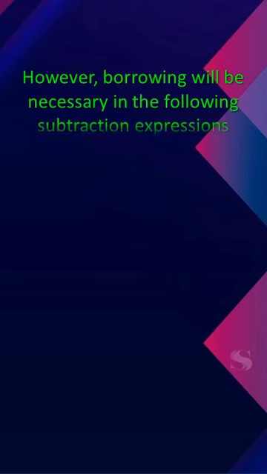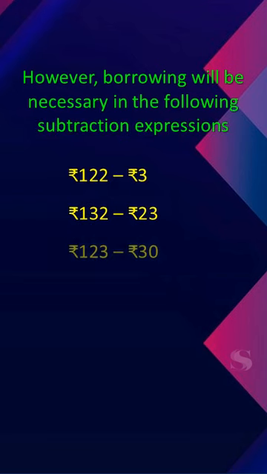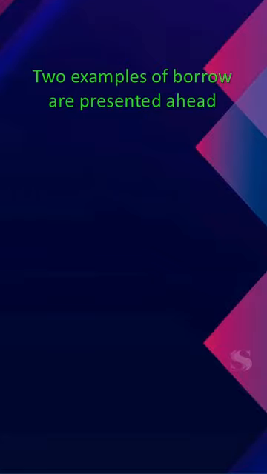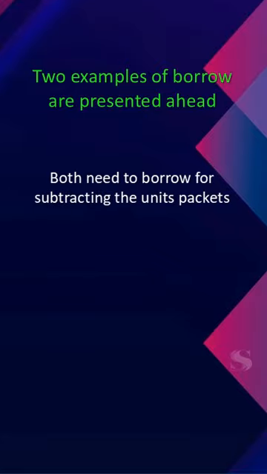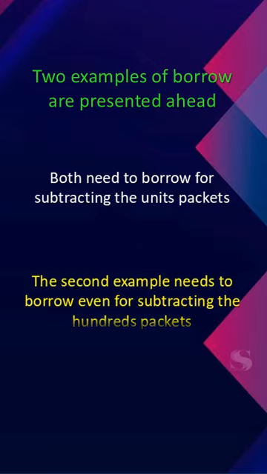Subtracting 30 from 123 or 23 from 132 will need borrow, because one corresponding digit is bigger in the subtracted numbers. Two examples of borrow are presented ahead. In both the examples, the quantity of units packets to be subtracted is more than the available quantity in the units packets. Naturally, borrowing is sought at the units packets. Additionally, in the second example, there is also a need to borrow at the hundreds packets.